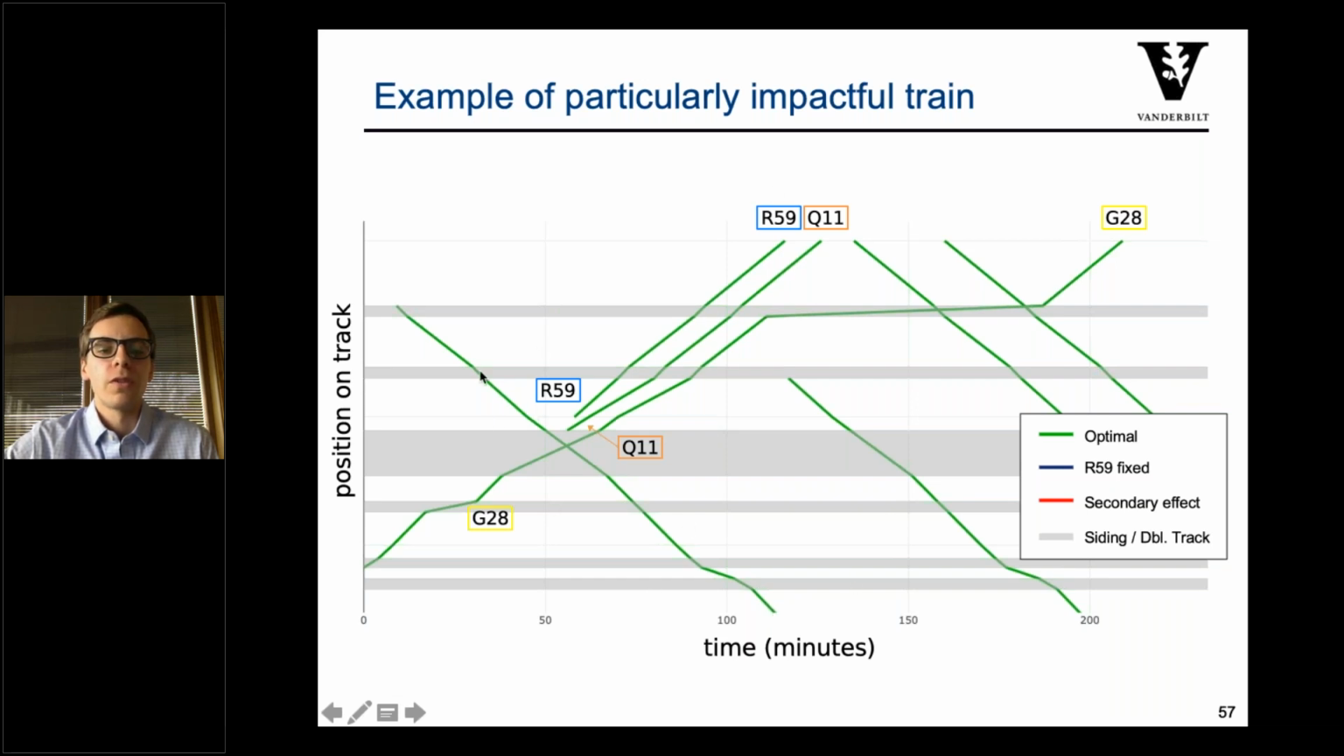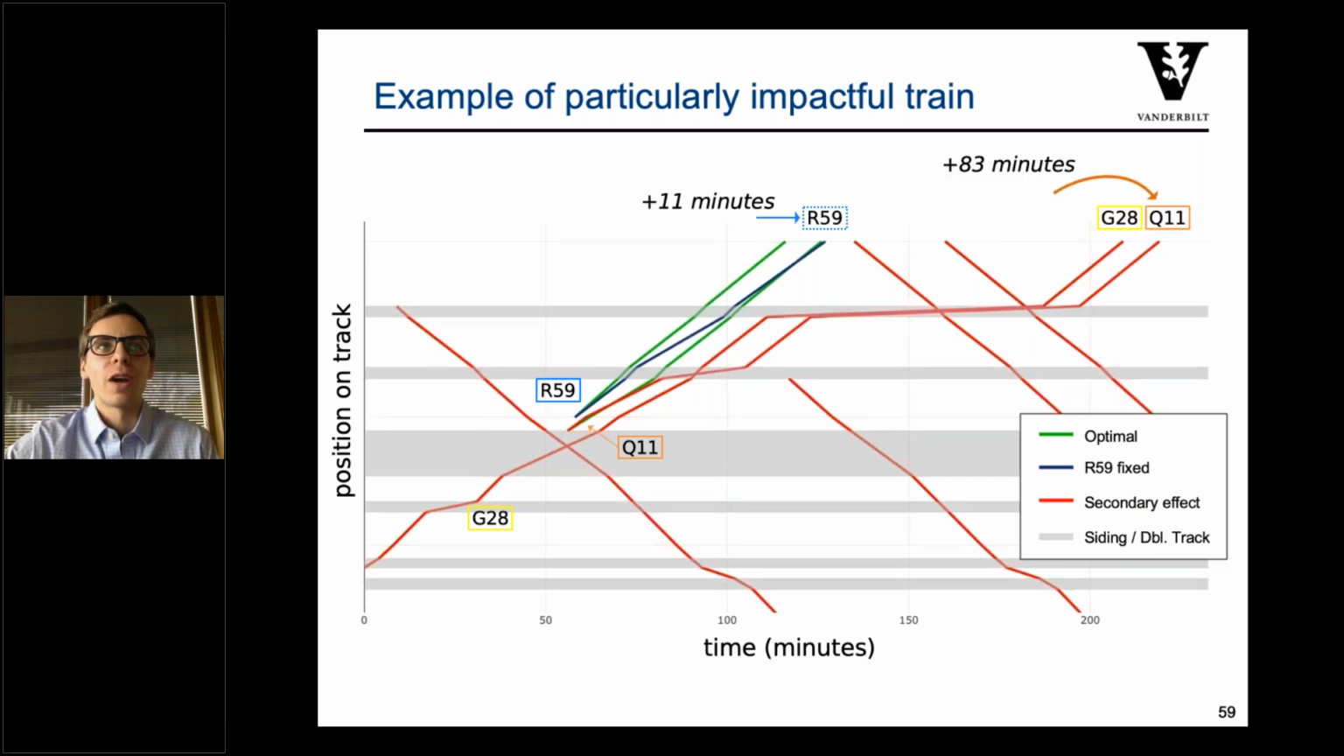You see R59 here. And then let's look at what it did empirically. So again, its added runtime compared to its optimal plan was only an additional 11 minutes. But we know that it had a very large effect on other trains. And here is the secondary effect that caused. So replanning, basically with this blue trajectory substituted for R59's original optimal trajectory.